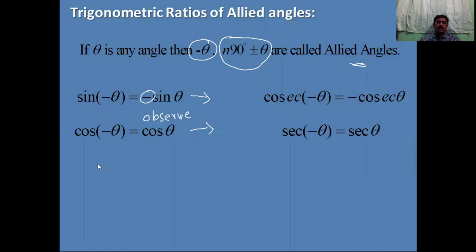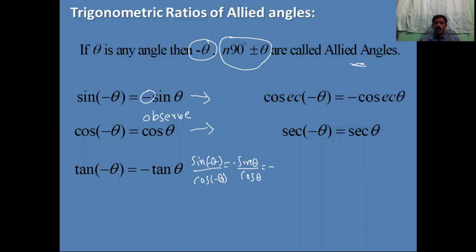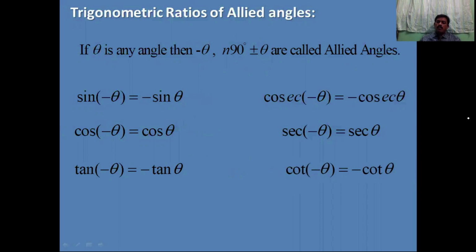The same thing, tan of minus theta equal to minus tan theta. How we can write this? We know that it is sine of minus theta divided by cos of minus theta equal to, this is nothing but minus sine theta, and this is nothing but plus cos theta. So therefore minus sine by cos is minus tan theta. The same thing we can apply for cot of minus theta equal to minus cot theta.